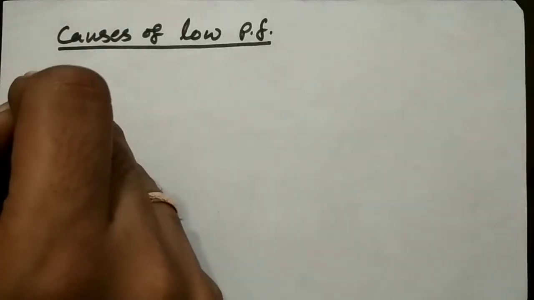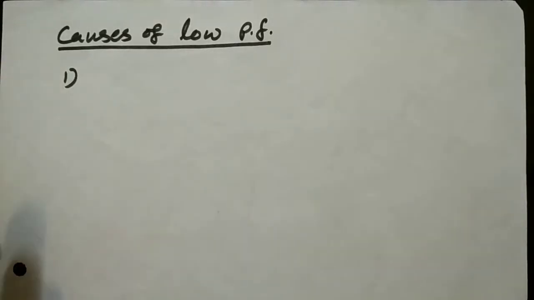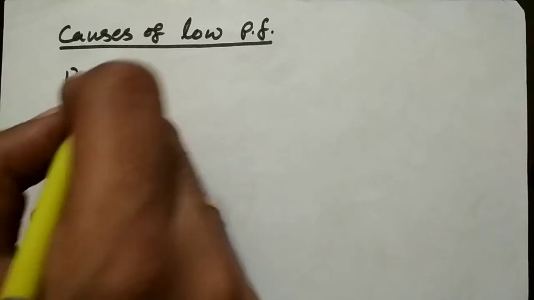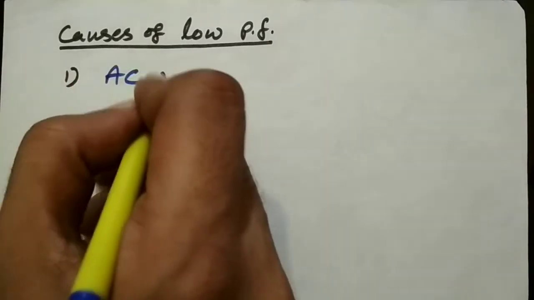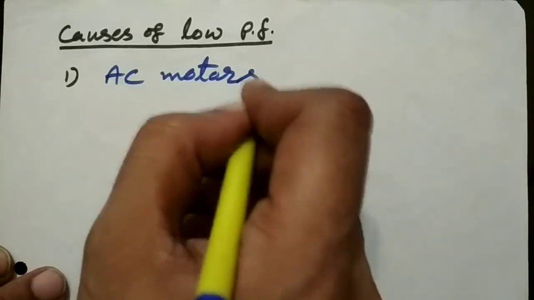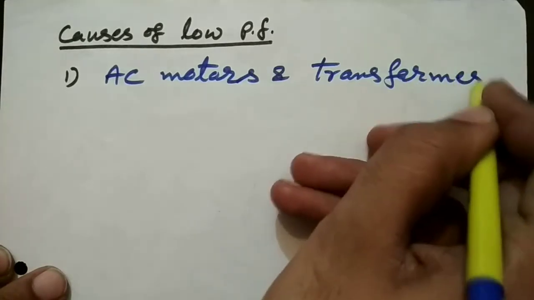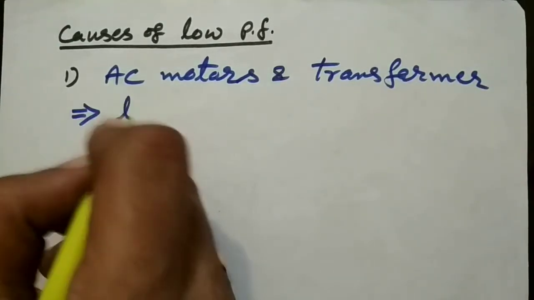So the first cause of low power factor is this: normally in industries and household applications, AC motors are used, and except for overexcited synchronous motors, all the AC motors and transformers always operate at lagging power factor. So the first cause of low power factor is the AC motors and transformers, because they always operate at lagging power factor.